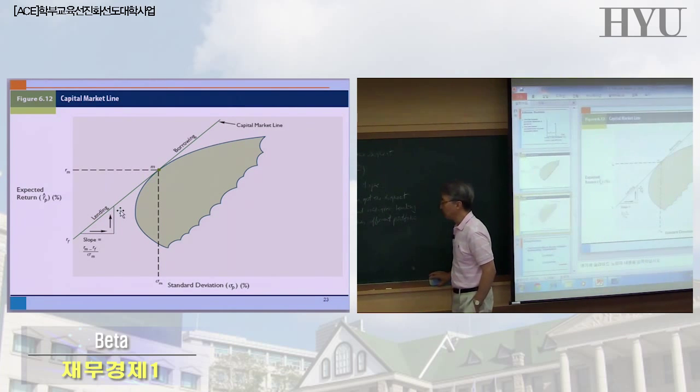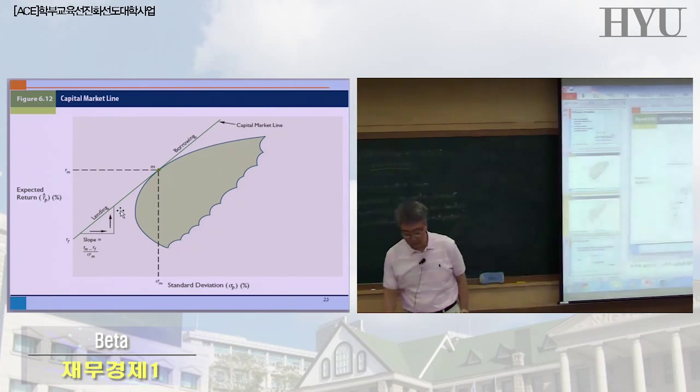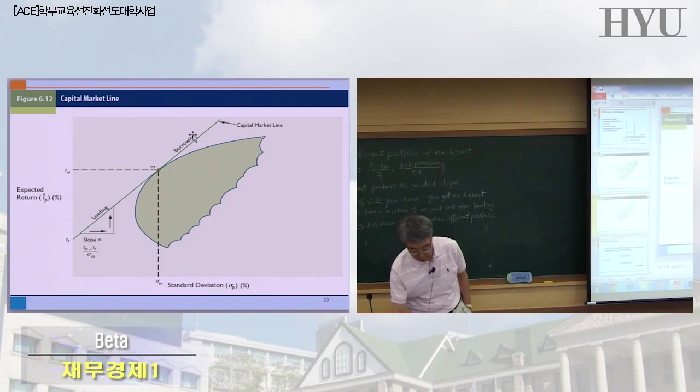So the important conclusion based on this is, whatever level of risk you are willing to accept, you get the highest expected return from the mixture of M and risk-free lending. In other words, you can be on this line which connects RF to M and beyond. And this is what we call the capital market line.